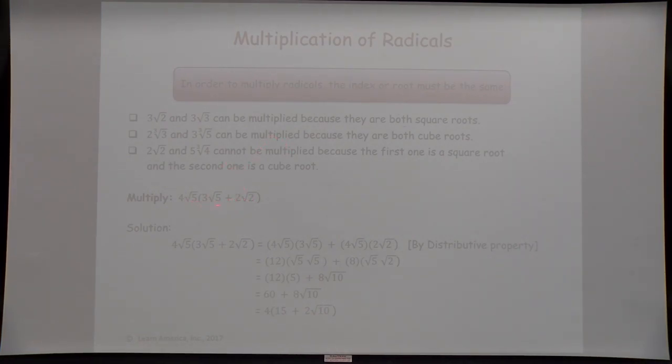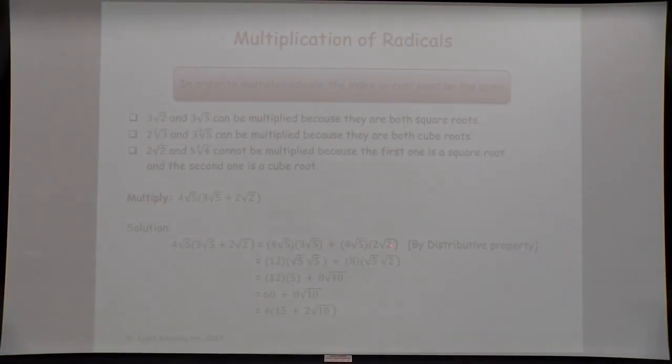So now let's see what we're going to do over here. What property will I use to go through the multiplication? What property am I going to use, do you think? Distributive, good. So this now becomes 4 radical 5 times 3 radical 5 plus 4 radical 5 times 2 radical 2 by the distributive property. Now what I'm going to do is to multiply the numbers out in front of the radical first, then I'm going to multiply the radicands. So it becomes 12 radical 5 times radical 5. Here I have 4 times 2, which is 8. Radical 2 times radical 5 gives me the radical 10. The radical 5 times itself becomes 5.